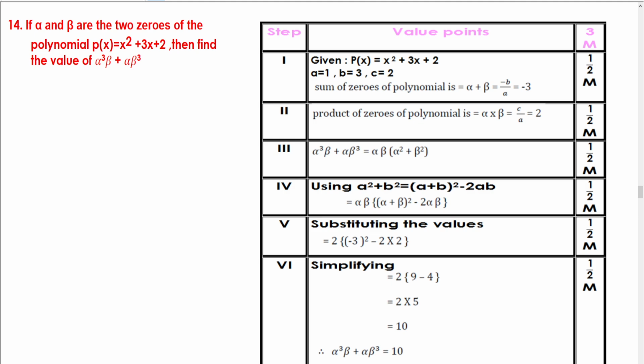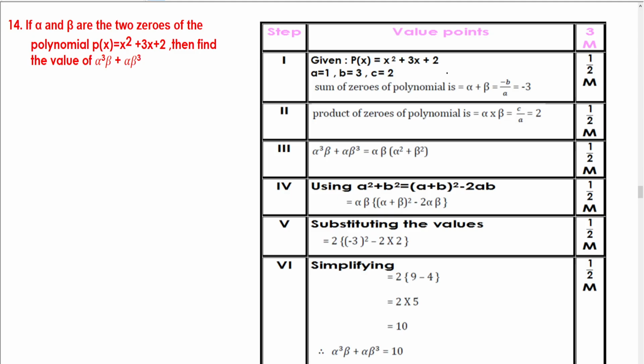It is a problem on the chapter polynomials. The problem reads like this. If alpha and beta are the two zeros of the polynomial p of x is equal to x square plus 3x plus 2, then find the value of alpha cube beta plus alpha beta cube. The solution involves these steps.